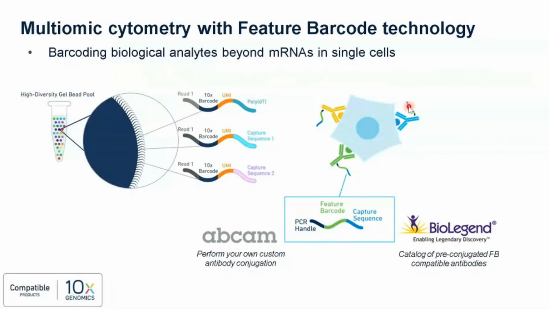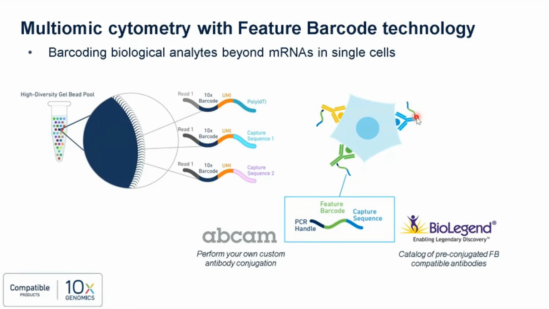Here is an example of the feature barcode. In the same sample, we can study the gene expression profile using the gel bead. Before we study this, we label the cell with antibody. The antibody will bind to a unique marker or cell surface marker on the cell. And this antibody is not a normal antibody, but it is conjugated with a feature barcode.